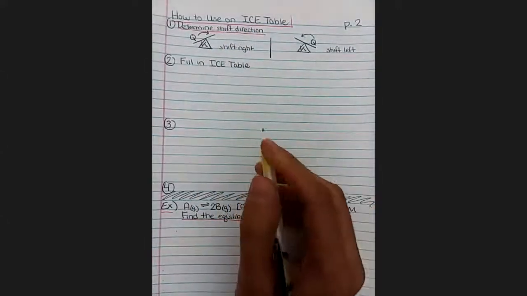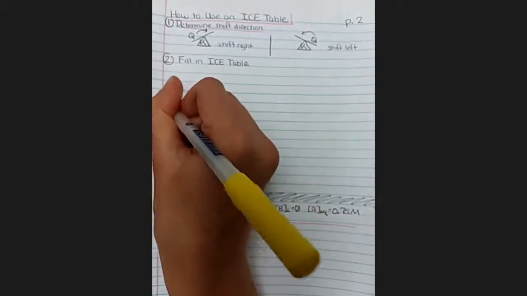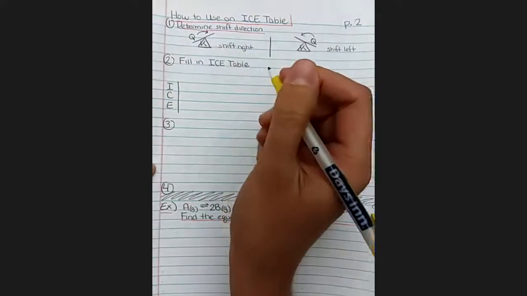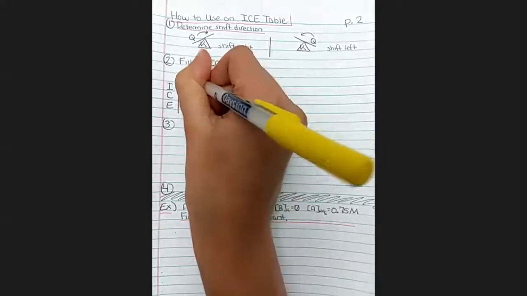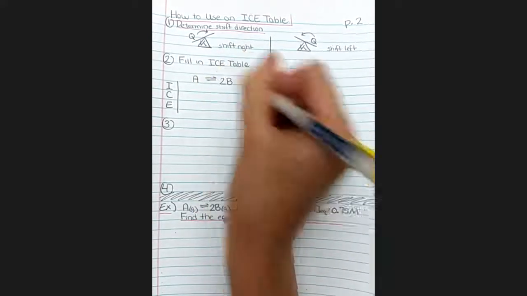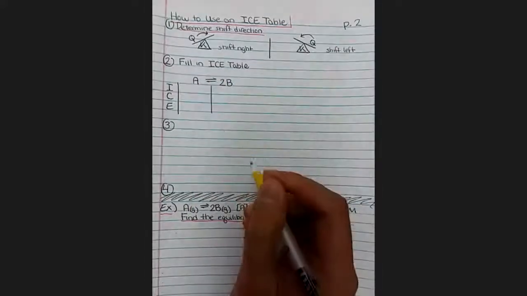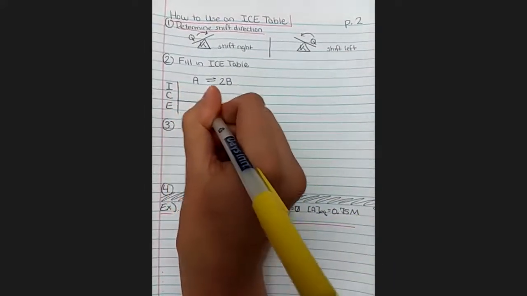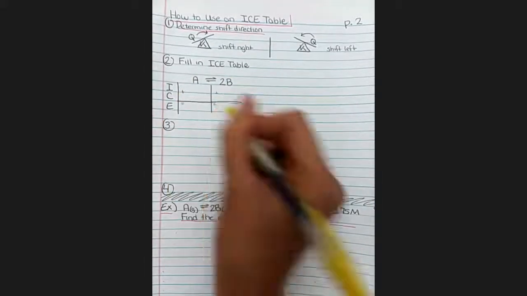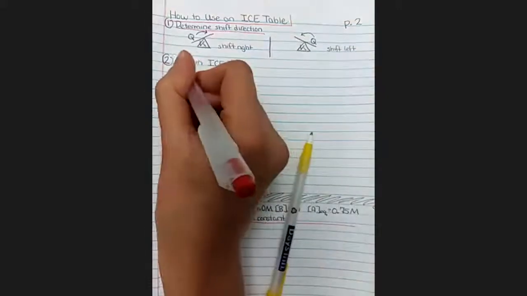More good news, we have just practiced doing that. So we're going to write ICE, initial change equilibrium, on the side. We're going to write our reaction across the top. So in this case, let's do the reaction A goes to 2B, just to change it up. We'll write a line here between reactants and products, and we'll add a line here to remind us to add I plus C equal E. And then we're going to fill in the numbers that go into this table.